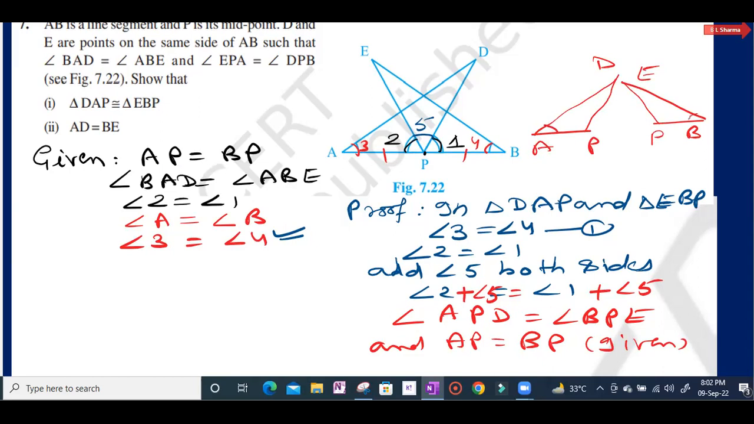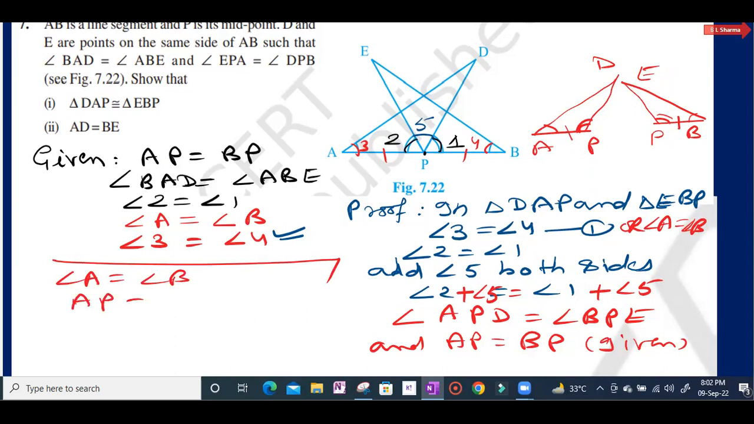Angle A is equal to angle B, given, and we have proved that angle APD is equal to angle BPE, and we know AP is equal to BP. See here, AP is equal to BP, angle 3 is equal to angle 4, meaning angle A is equal to angle B. So I'm writing here further: angle A is equal to angle B, AP is equal to BP, angle APD is equal to angle BPE.